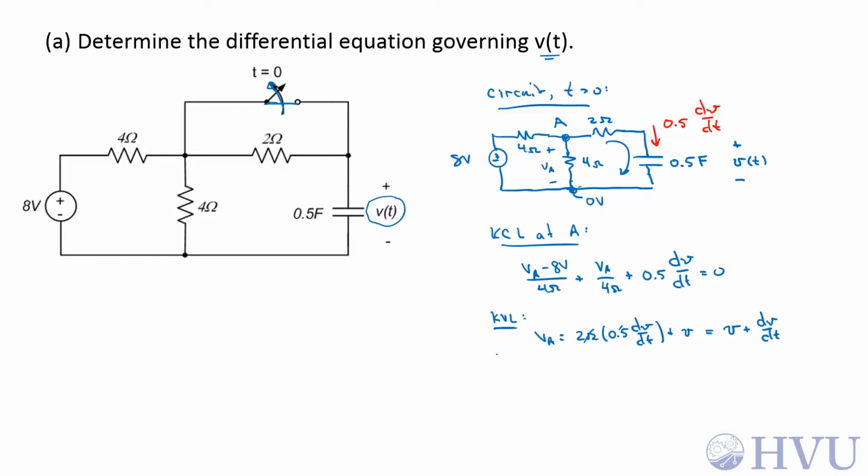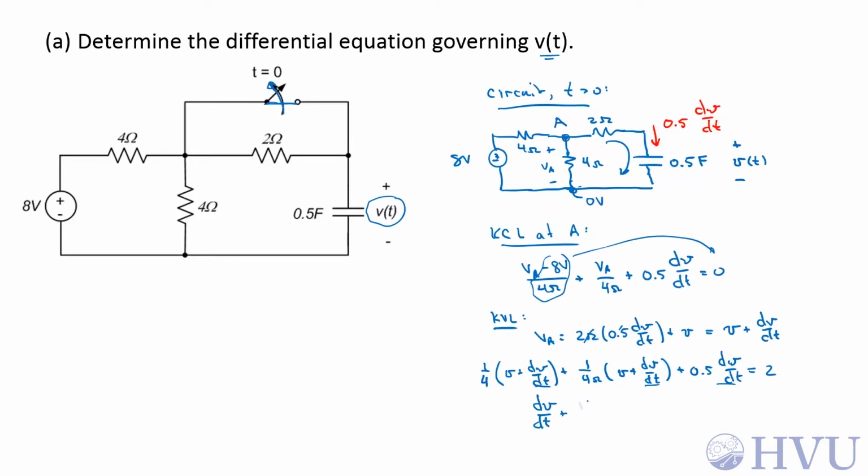Now I can plug that in up here, so I get 1 over 4 ohms times (V plus dV by dt) plus 1 over 4 ohms times the same thing plus 0.5 dV by dt. That is equal to this term here, which if I take to the other side becomes a positive 2. So I get a fourth of dV by dt, a fourth of that, half of that, so I get dV by dt plus V over 2 is equal to 2.